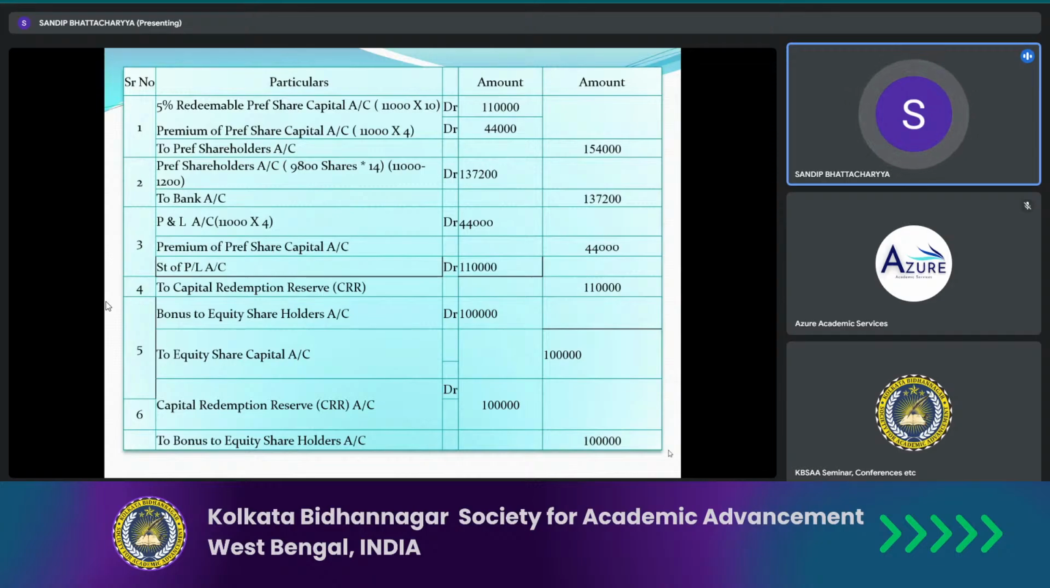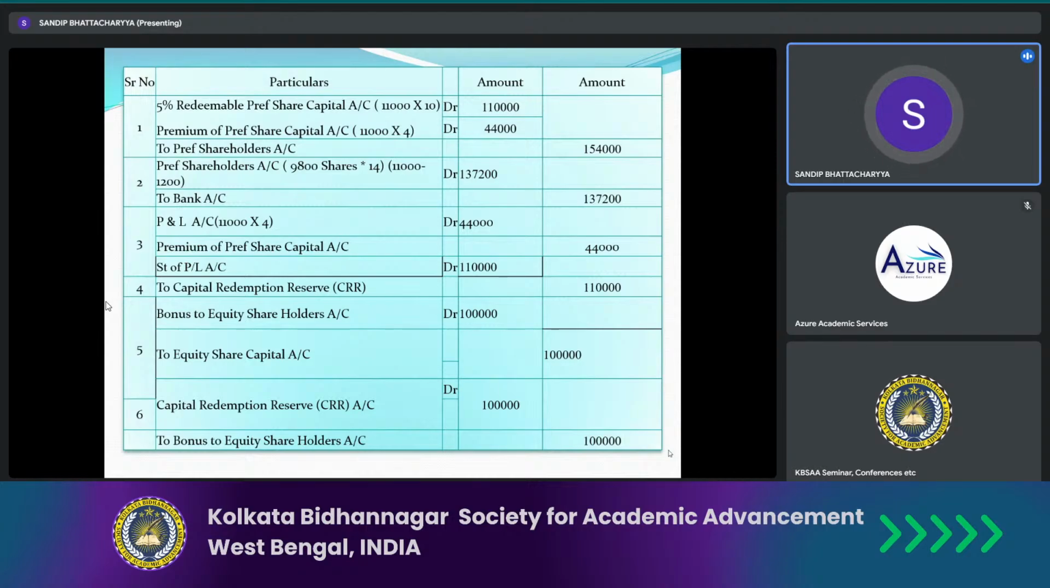So first is the due entry, that is the 5% redeemable preference share capital, that is the face value. Second is the premium on redeemable preference share, that is the premium on preference share capital, 11,000 into 4 to preference shareholder account. And the second is the payment entry, that is the 1,200 preference shareholders cannot be traced, so the preference shareholder account debit to bank account, that is the 9,800 into rupees 14.